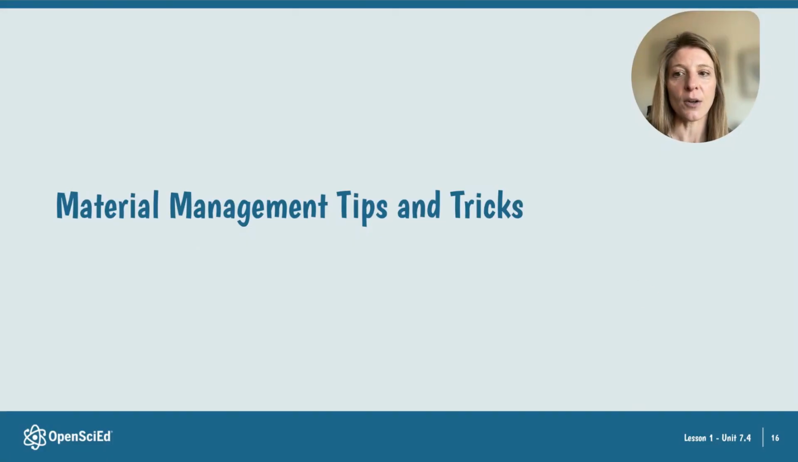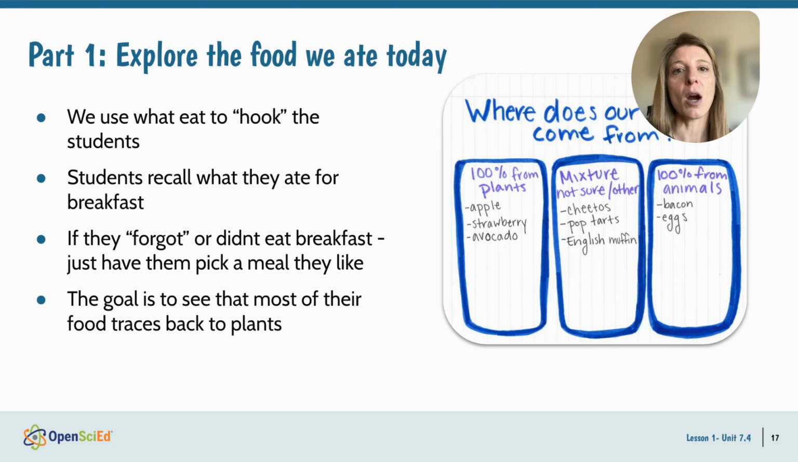Let's take a look at some material management tips and tricks that will also help you to get through this lesson. In part 1, which is where we explore the food that we ate, we want to ground the lesson in their actual lives right away. We have them recall what they ate for breakfast or their favorite meal. But, since they're middle schoolers, if they forgot, just have them pick a meal they like. The goal is to see that most of their food traces back to plants.